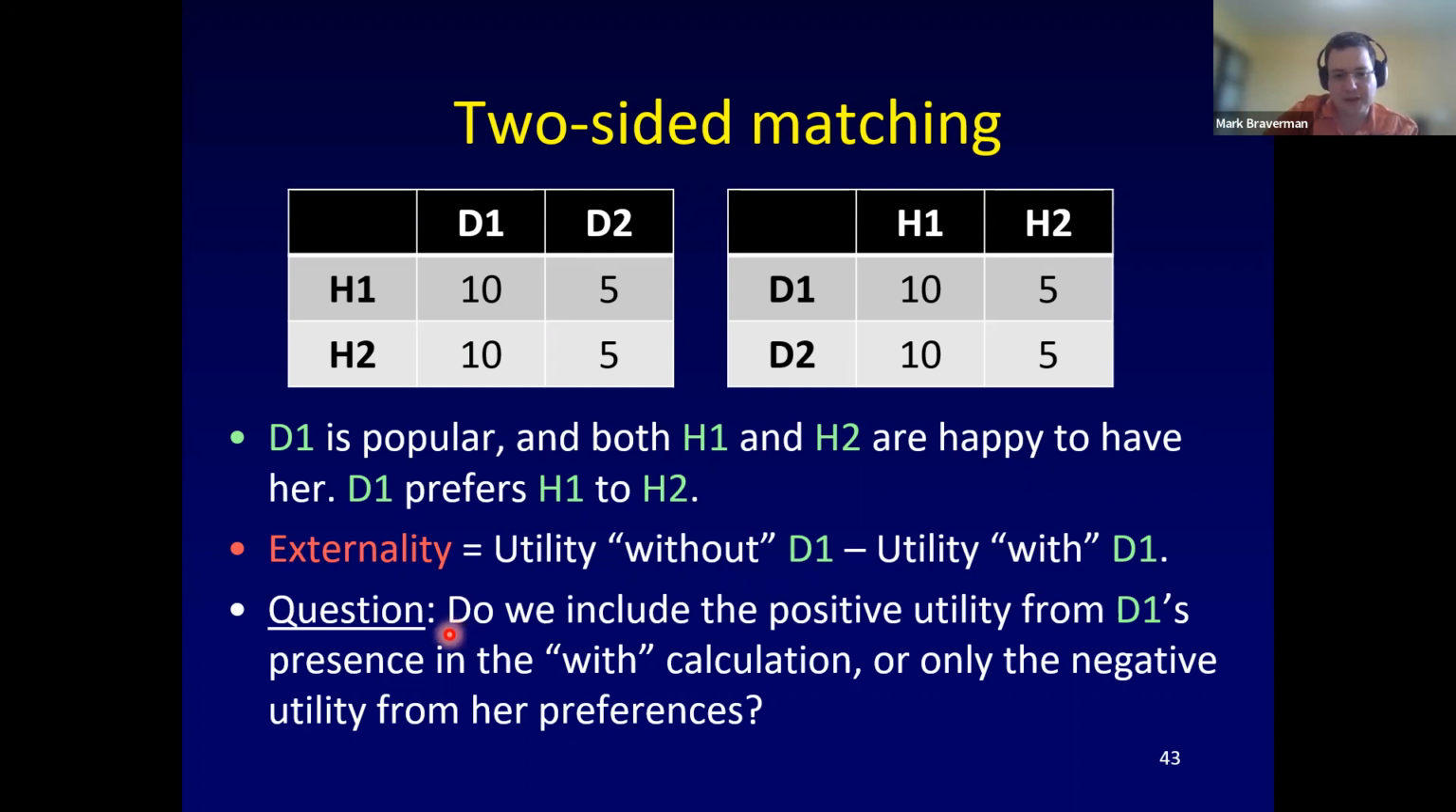So the difficulty is, how do you define the without case? When you remove doctor one, do you remove doctor one completely, or do you only remove their preferences? If you remove them completely, then their externality is actually positive, because the world is better when doctor one is present. If you only remove their preferences, then potentially the externality is negative, because it's always better to have someone, but have them not express opinions about the outcome. So just by definition, your optimization domain increases.